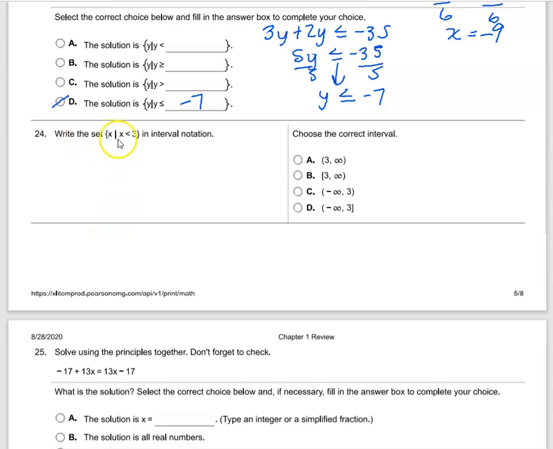Write the set x such that x is less than 3 in interval notation. Easiest way to look at that is draw a number line, and at 3, remember we would put this bracket. We're talking about all the things that are less than 3, so we would color in this way. And if you read this from left to right, we would start at negative infinity and go all the way to 3, but not including 3 because it doesn't have the equal sign. So C.